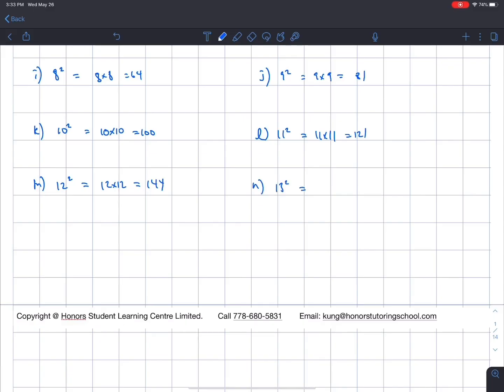And 13 square is 13 times 13. 13 times 13 is 169. O. 14 square is 14 times 14. And 14 times 14 is 196. And then finally, P is 15 square. 15 times 15 is 225.